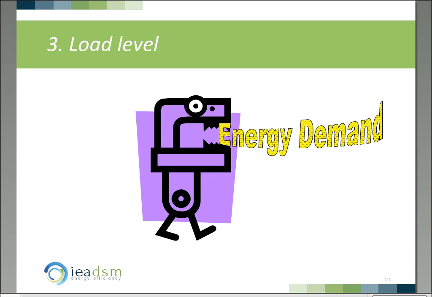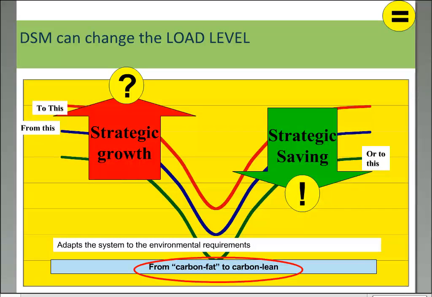But going back to the technology, what was originally set out in the DSM is still highly valid. It's still an issue about the load level. Should we make a strategic saving, or should we have a strategic growth, or should we have them both simultaneously? And the answer is probably, yes, we may have to have them both. We want to go from a carbon fat to a carbon lean system. So the old message about shifting the load level is still very much in the center of the DSM.